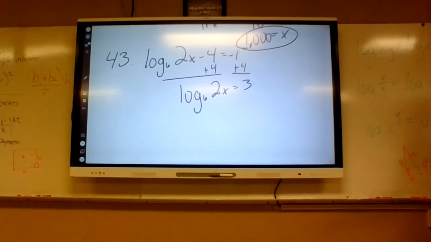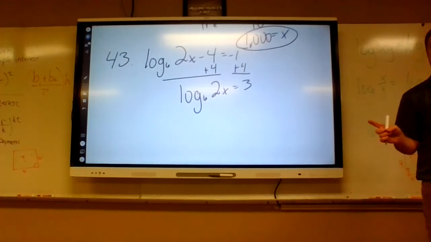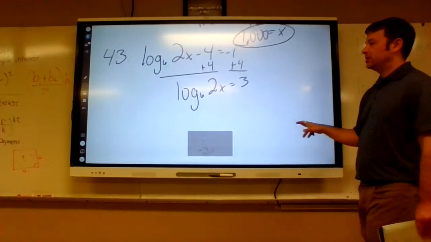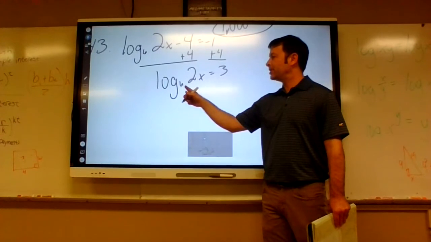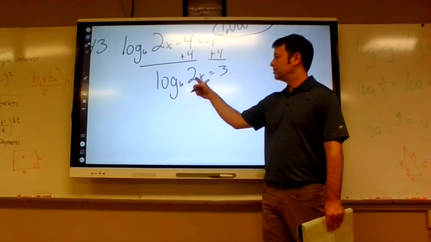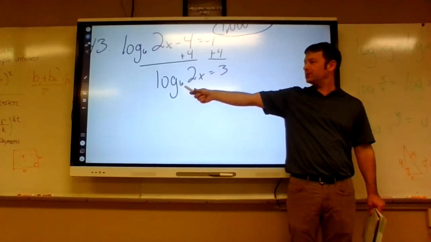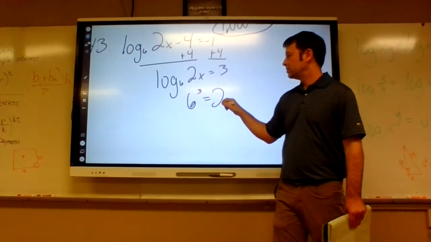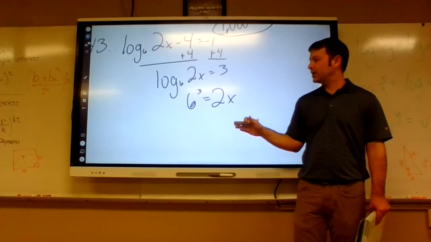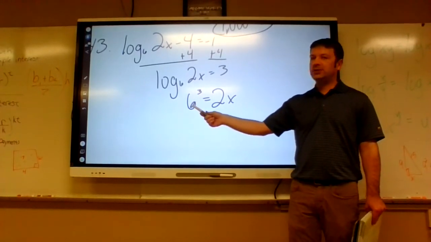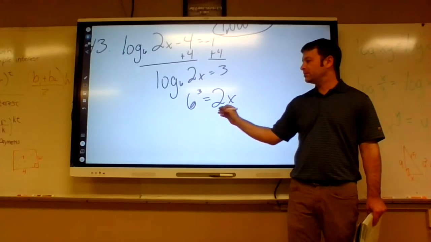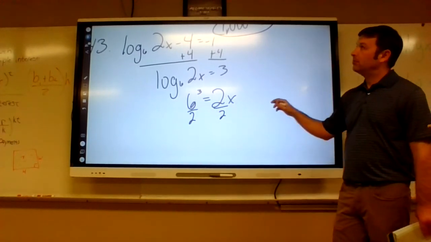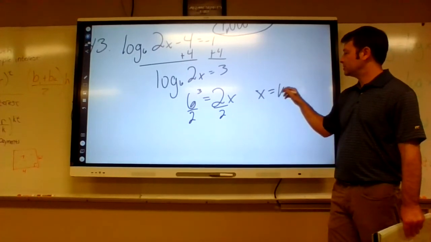And now that I've got a basic log equation, what am I getting ready to do? Change it to an exponential equation. So what is this as an exponential equation? 6 to the third equals 2x. Right. You guys follow that? 6 to the third equals 2x. So how do I solve this for x? Divide by 2. Whatever 6 to the third is, divided by 2. I believe it is 108.